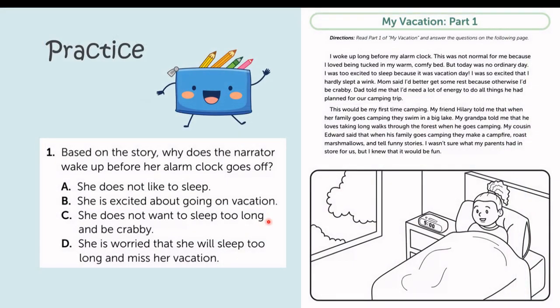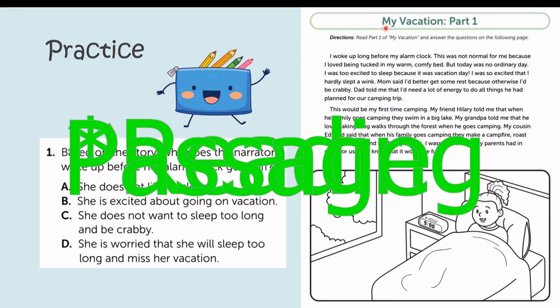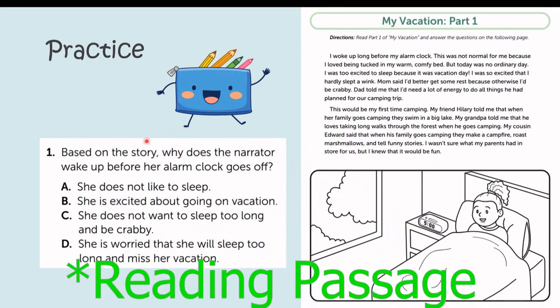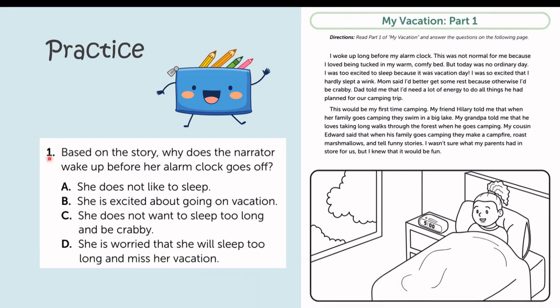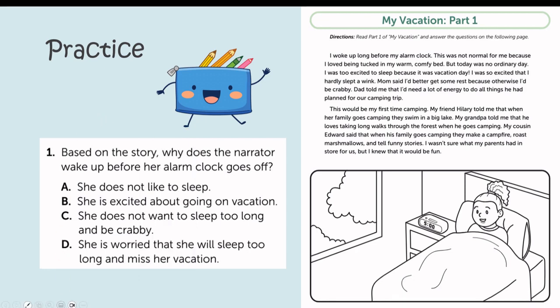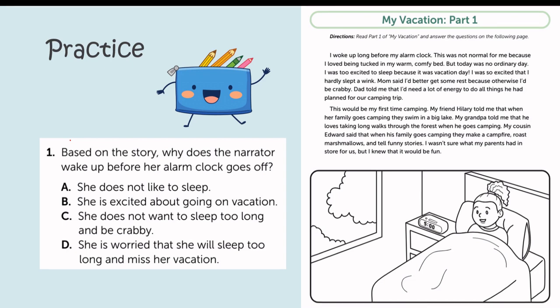So let's look at some practice and also go over some strategies. Here is a writing prompt called My Vacation. If we wanted to answer this one question, one thing we might want to do is read the question before we even read the passage. The second thing we might do is cross out some answers that we really don't think have even the slightest chance of being the right one.